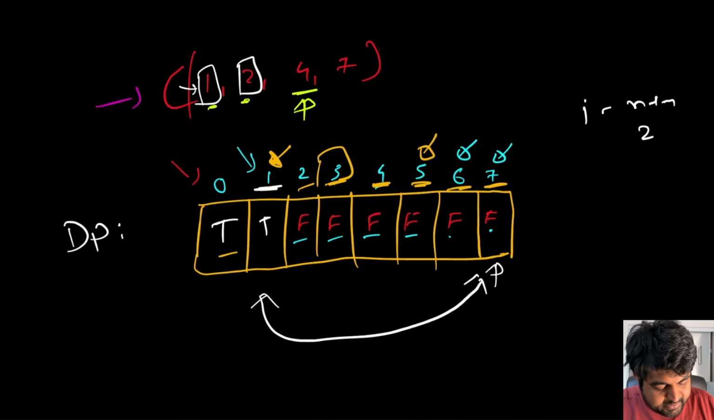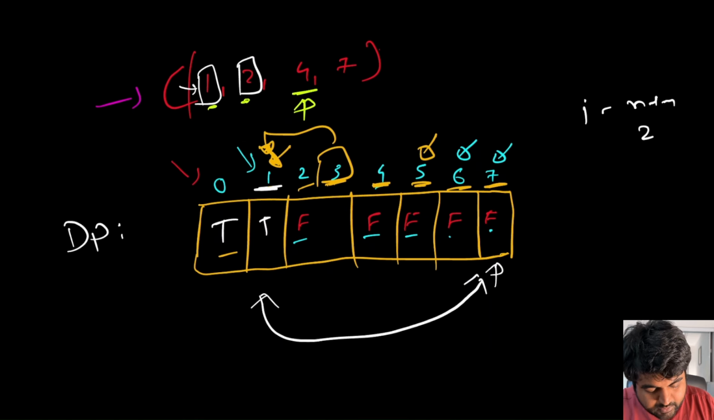But for value number 3 I'm going to check DP of 1. I now notice that DP of 1 is true, so I can also mark this as true, because I can create a partition using value number 2 that sums up to value number 3. So I'm going to be marking this as true. Now for DP of 2 I'll have to check the value of DP of 0.